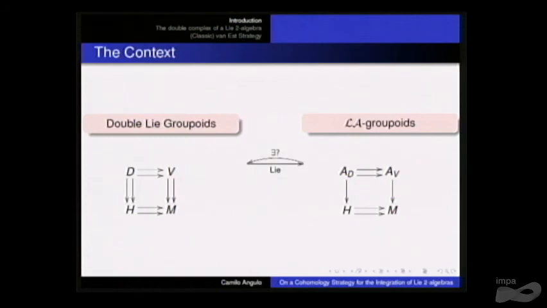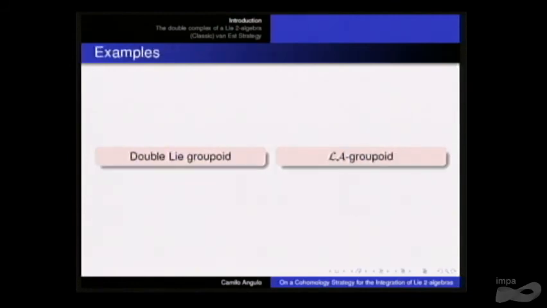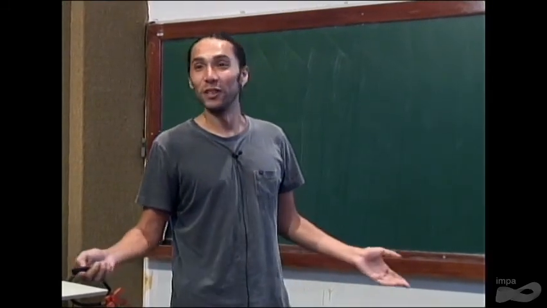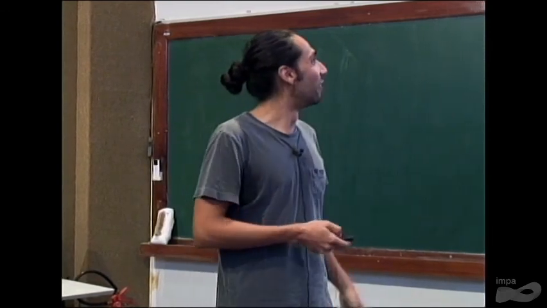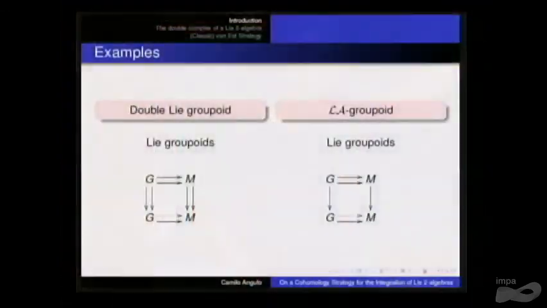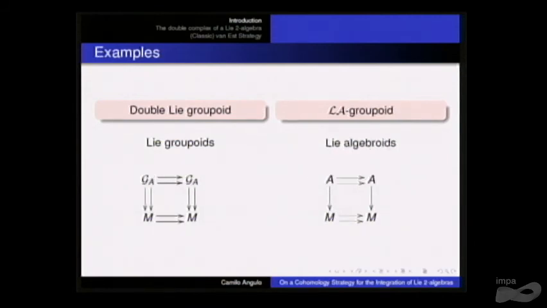And of course, I'm interested in the question of whether or not these things are integrable. It turns out that these objects abound in nature, so I'm going to give you a bunch of examples, and that's going to be my first justification for studying them. First of all, you can regard Lie groupoids as trivial LA groupoids, with the counterpart simply being the unit groupoid version. And you can also take Lie algebroids as examples, by taking the unit Lie algebroid.